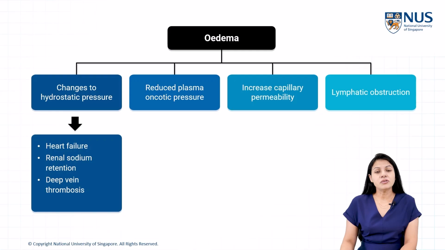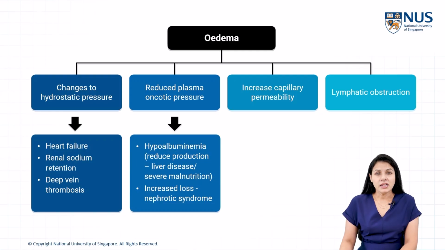And with regards to reduced plasma oncotic pressure, it commonly happens with hypoalbuminemia, which may happen either as a result of decreased protein production, for example in severe liver disease or malnutrition, or in increased protein loss in conditions such as nephrotic syndrome. So this diminishes reabsorption of interstitial fluid and promotes edema.